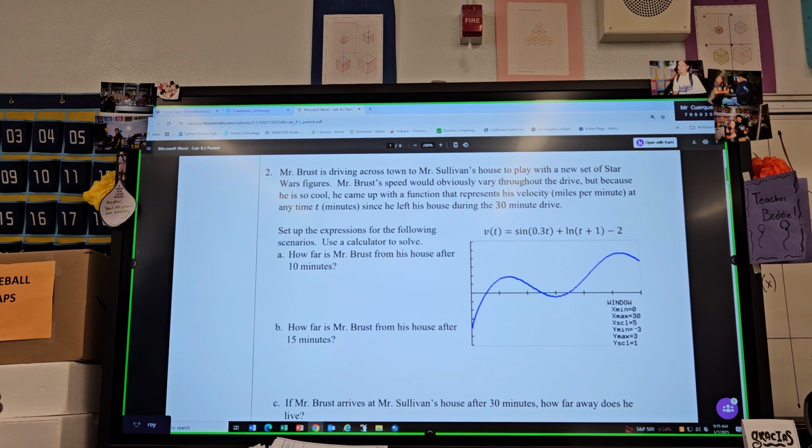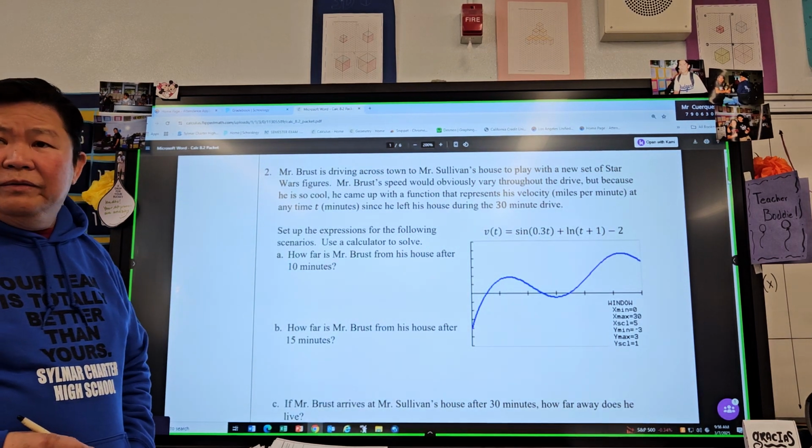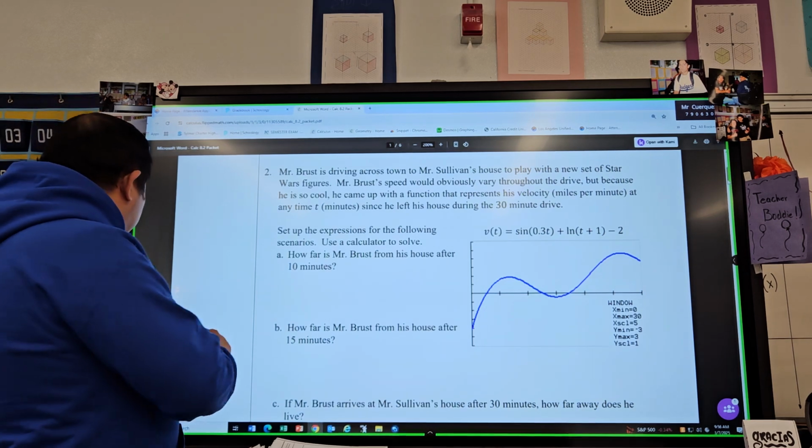Okay. So, Diego, can you read the problem for me, please? Mr. Bruss is driving across town to Mr. Sullivan's house to play with a new set of Star Wars figures. Mr. Bruss' speed would obviously vary throughout the drive, but because he is so cool, he came up with a function that represents his velocity, miles per minute, at any time, t minutes, since he left his house during the 30-minute drive. Okay, so how many minutes drive? 30 minutes. 30 minutes drive.